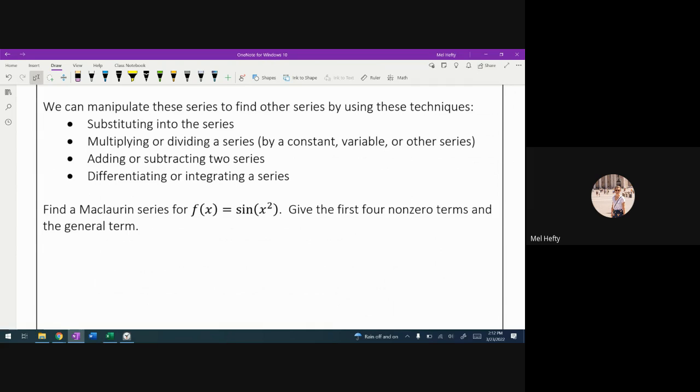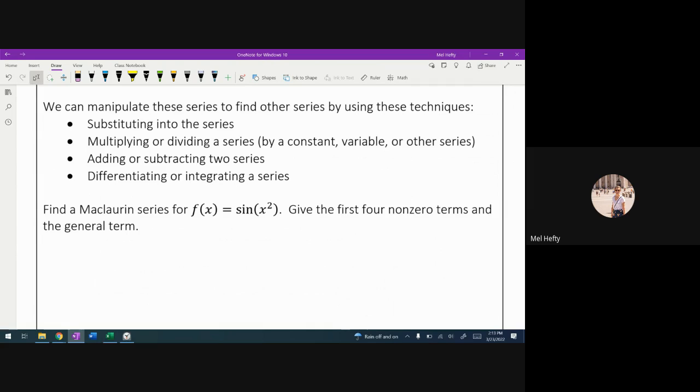We saw substituting into the series. That was what I did with that x squared plus 3 right at the end of the 9.1 notes. So we're going to do that a lot. We can multiply or divide series. That can be either really easy or really hard, depending on what we're multiplying or dividing. If you're doing a constant or a variable, that's going to look a lot like distributing. That'll feel really easy. But I could theoretically multiply two series together or divide two series, which then looks like an infinitely large FOIL or an infinitely large long divide. That gets a little bit harder. So we'll save those for next time.